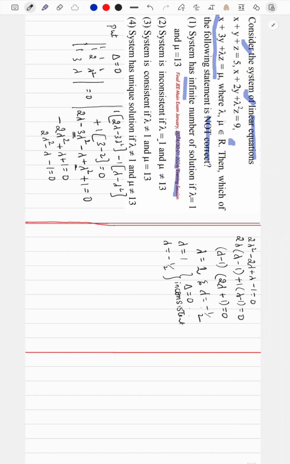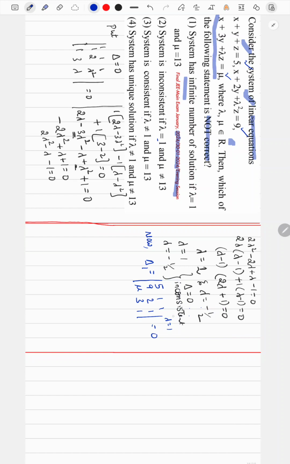Now we need to find another value, μ. To find μ, we need to solve Δ1. Put Δ1 also equals 0. Δ1 is nothing but replacing the first column by 5, 9, μ, and the remaining two columns are as they are. The remaining two columns are 1, 2, 3 and 1, 1, 1.